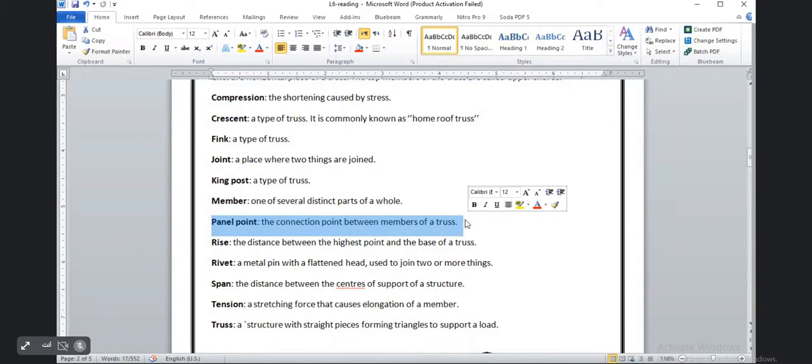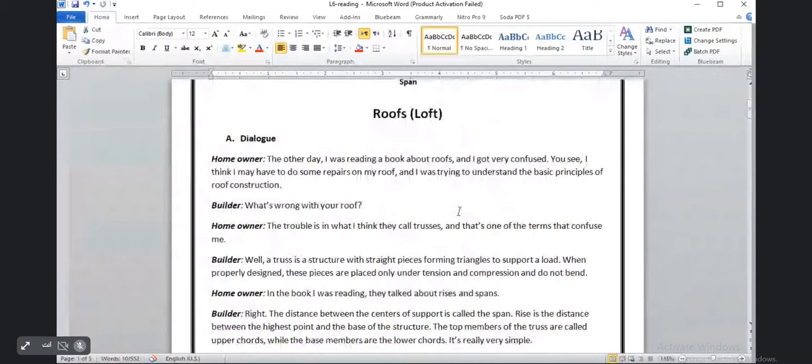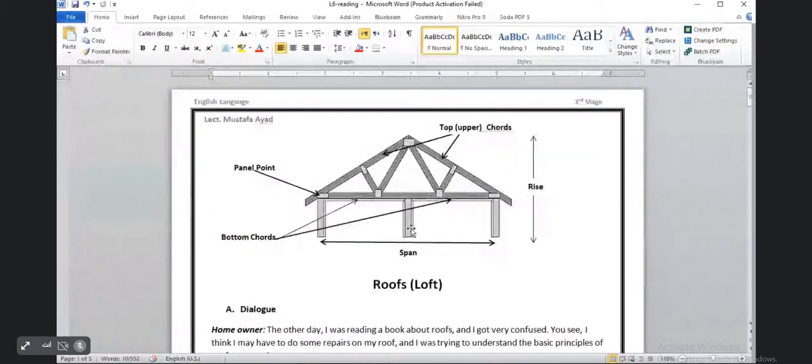Where is the picture? Do you see this picture now? No, sir, the picture isn't there, it's not clear. Do you see it now? Yes sir, now the picture came up. Yes. So which parts are the panel points? So then, the small rectangles. Exactly. That's the panel points.